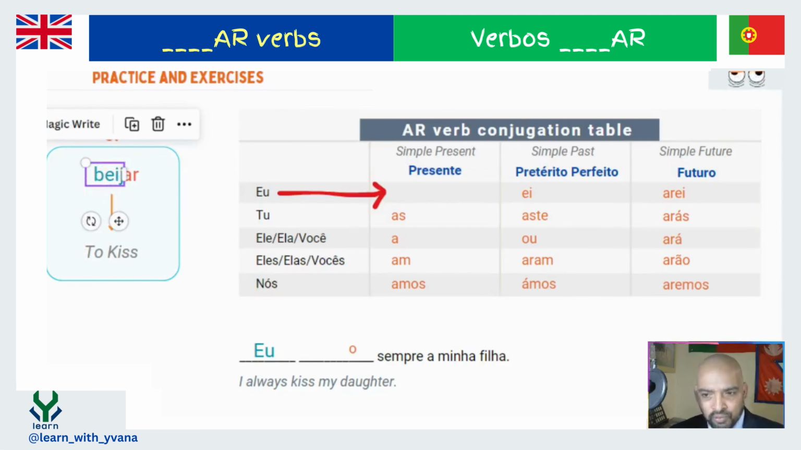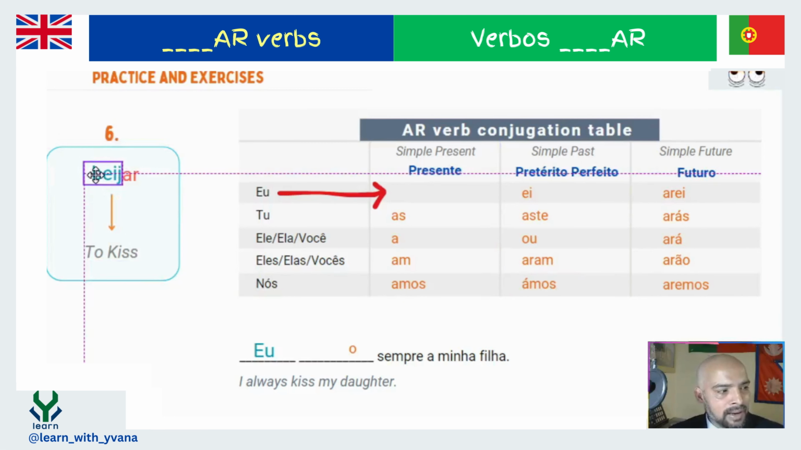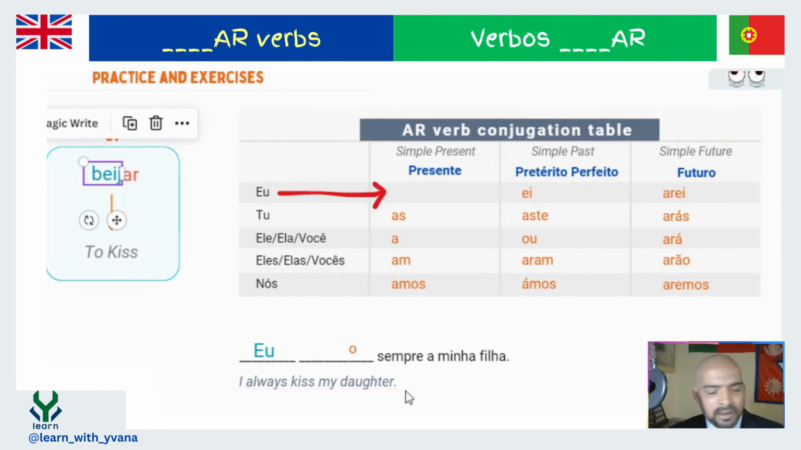For Zoom, you have to enroll on the class first, okay? I will send you. Okay, Sabina doesn't understand. The verb is beijar, that means to kiss, right? And I want to say, I always kiss my daughter.